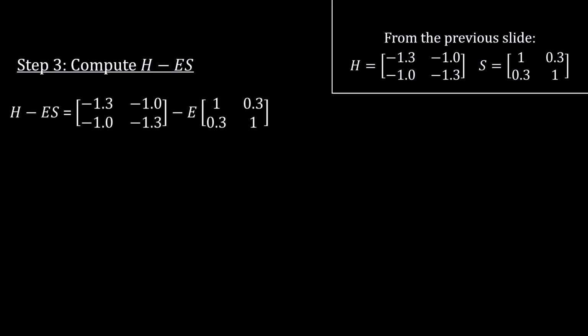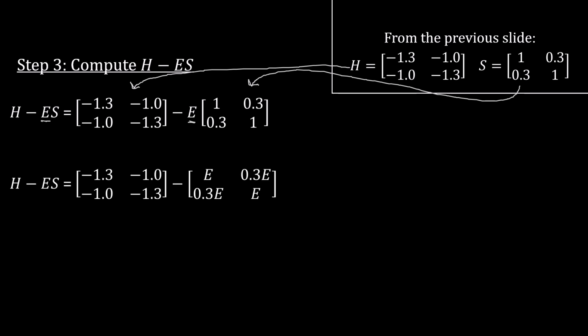which is to compute H minus ES. So the first thing we're going to want to do is write H minus ES and then plug in our Hamiltonian matrix for H and plug in our overlap matrix for S. You'll notice I just left E as E for now, as that's a scalar. The next thing we can do is, when we have a scalar outside of a matrix, we can multiply it to all terms inside the matrix. So to get from here to the next step, I multiplied E by all 4 parts of the matrix.